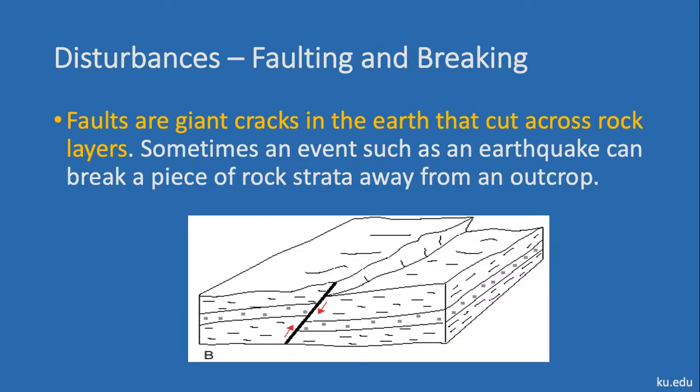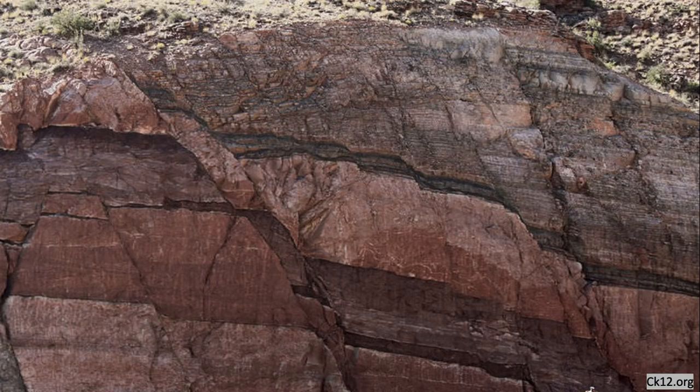Faults are giant cracks in the earth that cut across rock layers. Sometimes an event such as an earthquake can break a piece of rock strata away from an outcrop. So remember from the plate tectonics unit, a fault is a break or a crack in some rock. Here's a real-life picture of some faulting that has occurred. On either side of the fault, the rocks no longer line up, but they used to.